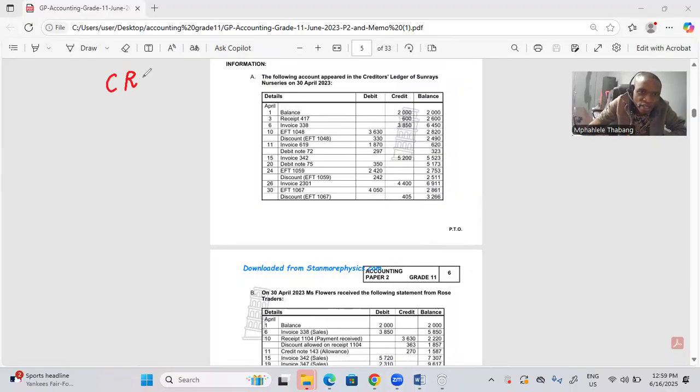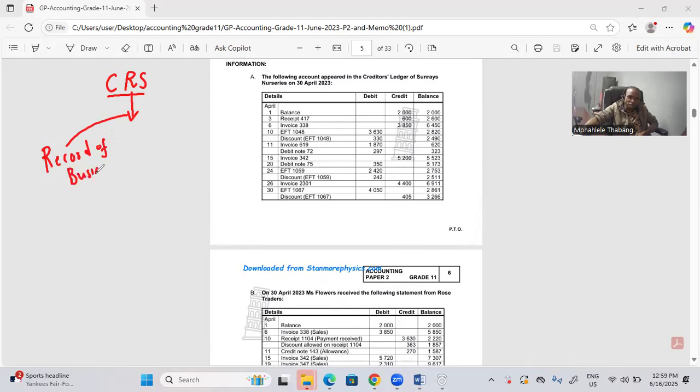CRS, creditors reconciliation statement. So what is this creditors reconciliation statement? This is a process whereby we compare the records of the business with the records of the supplier.